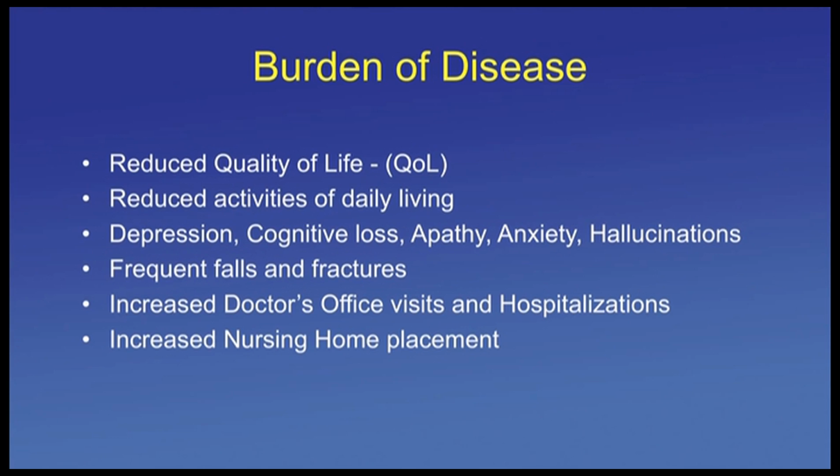Well, there's reduced quality of life, there's reduced activities of daily living, patients can become depressed, they can have cognitive loss, but oftentimes with depression and cognitive loss, they have associated apathy, anxiety, and later on they can have hallucinations. Parkinson's can have frequent falls and fractures, and that dramatically reduces their quality of life. Parkinson's disease, as the journey goes on, increases office visits, hospitalizations, there's a greater chance of nursing home placement, and obviously there's a greater cost to the patient and to society.